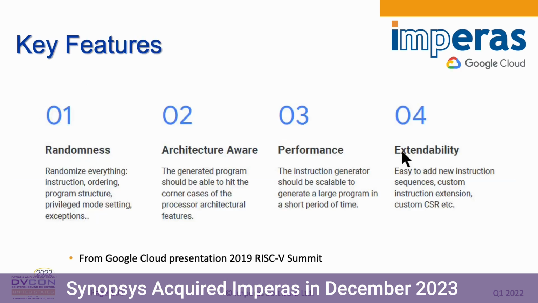So let's now look at the Google Cloud one. This is actually from a presentation that they did back in one of the early RISC-V summits. The focus when they announced it was that there needs to be several key features in a test generator. It's got to be randomized, where you randomize everything to do with the instructions, the ordering, the program, the privilege mode. You have to be aware of the architectures, so you're trying to push tests into the corner cases. It's got to be scalable to generate large programs if you want, and it needs to be extendable so that you can add your own instructions if you want.